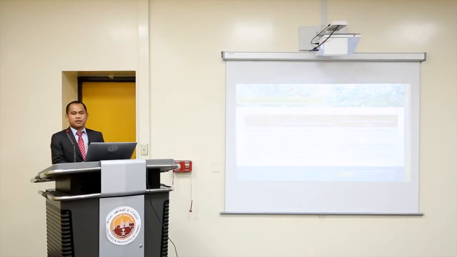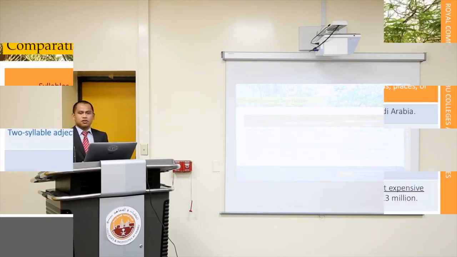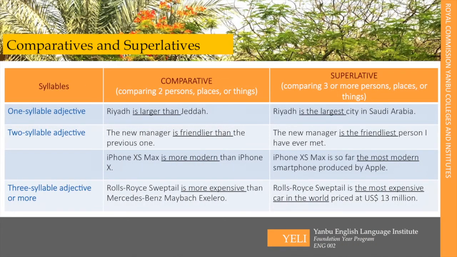Now, let's move on to comparatives and superlatives. We use the comparative degree of the adjective when we are comparing two persons, places, or things, and the superlative when we are comparing three or more persons, places, or things. The same rule applies in forming the comparative and superlative degree, just like what I told you before. For one syllable adjectives, we add ER at the end of the adjective, and for the superlative form, we use EST.